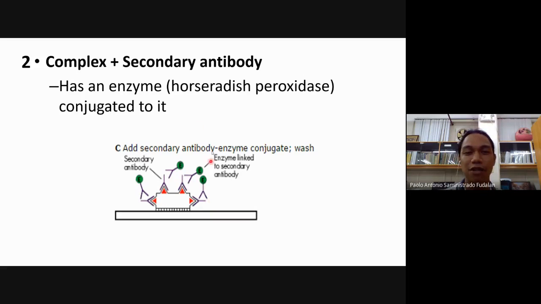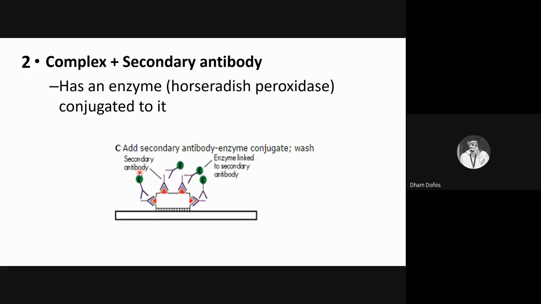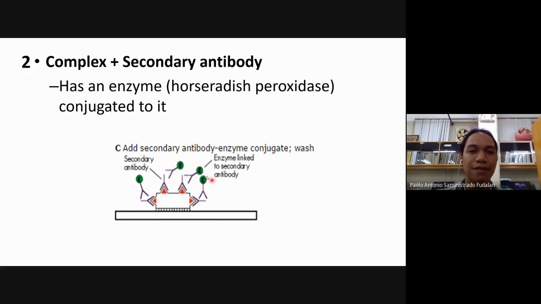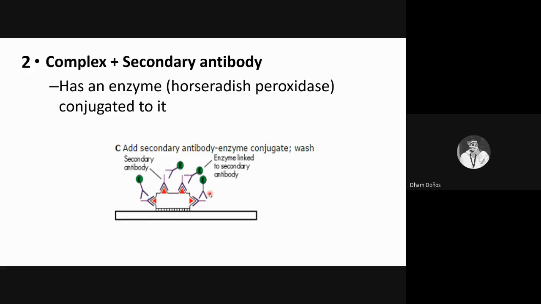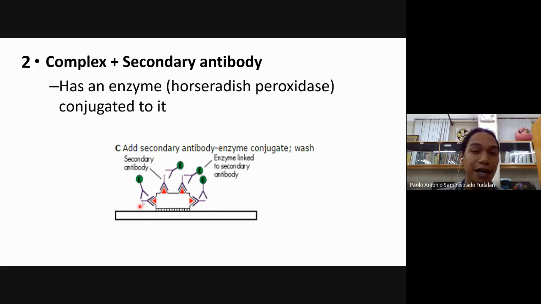What's the next step? Now that you have your secondary antibody with the enzyme. Incubate, sir. Incubate, okay? After incubation, what's the purpose of incubation? So that the enzyme, sir, will attach to the substrate. Okay, and the substrate being the primary antibody. I think that's what you meant.